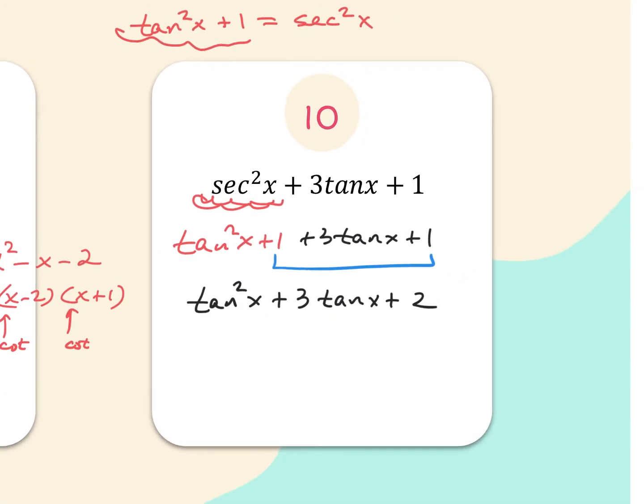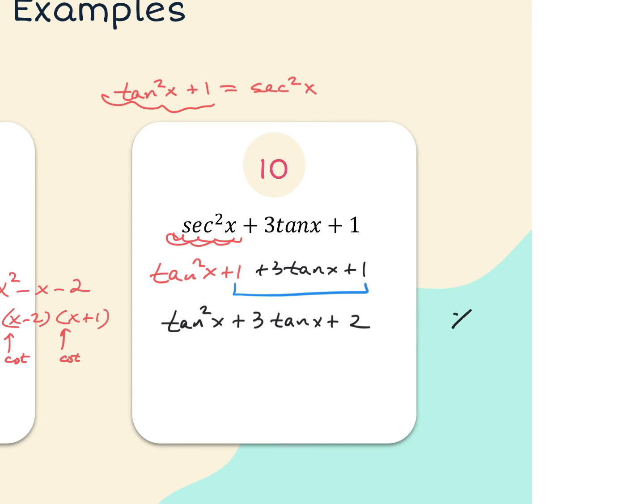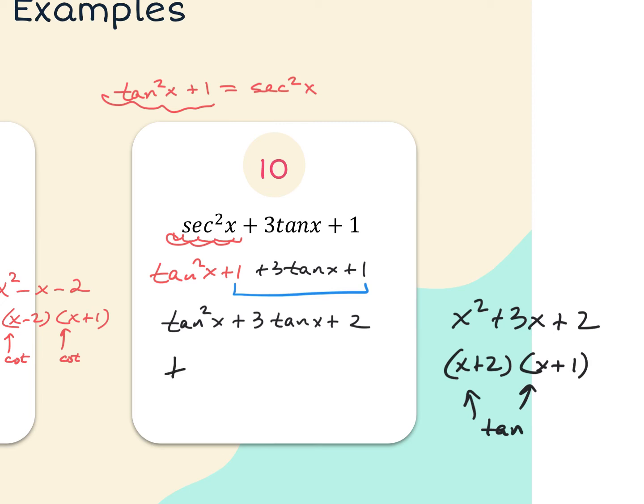So tangent squared x plus 3 tangent x plus 2. And again, if it's easier for you to think of this as x squared plus 3x plus 2, factors of positive 2 that give you positive 3, that's going to be x plus 2 and x plus 1. And then remember to add back in the word tangent. So tangent x plus 2, tangent x plus 1. And you're done.